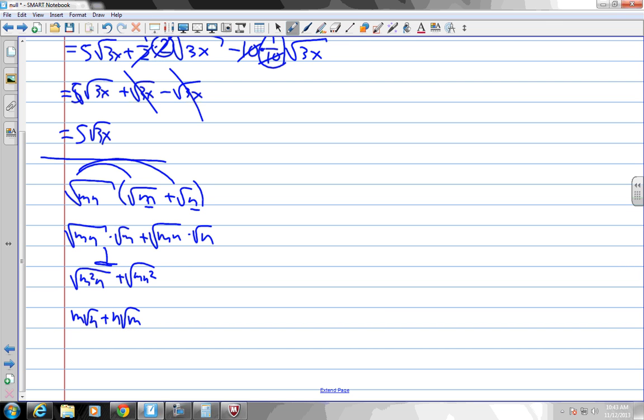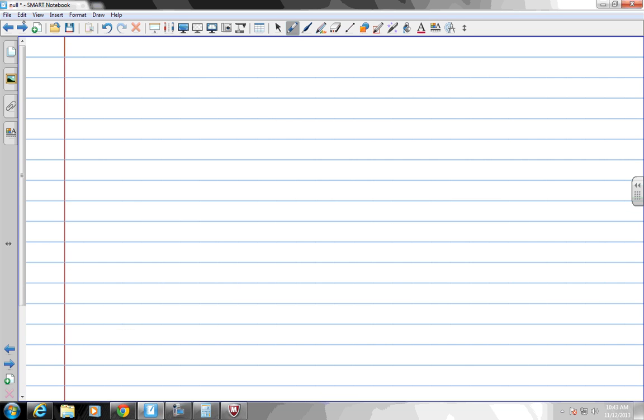Three E, the rationalizing. So, 2 plus root 2 over 2 minus root 2. What do I need to do in order to rationalize? What do I multiply by? Right, so the conjugate of the denominator, right?